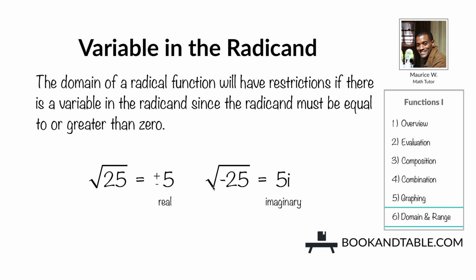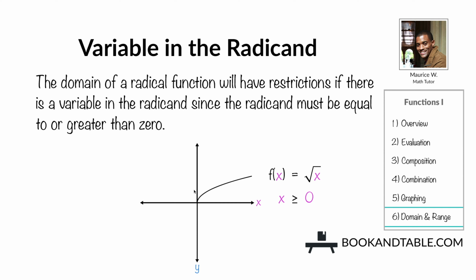But if we tried to find the square root of a negative number, we would get an imaginary number. So remember, the radicand, the number underneath the radical sign, must always be 0 or greater. So if we're looking at a graph, let's say we had f of x is equal to the square root of x. The domain is x is greater than or equal to 0, since, again, the radicand cannot be negative. So it starts at 0 and becomes more positive.